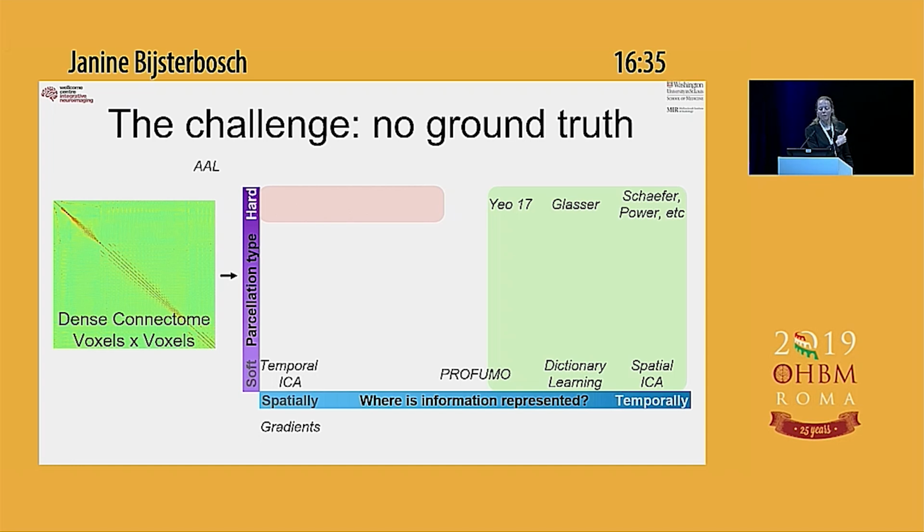I would also say that having a hard parcellation right at the top here, the red area, having a hard parcellation that contains a lot of spatial information, that probably doesn't exist. That's just not how hard parcellations are. They're not flexible enough to represent this.